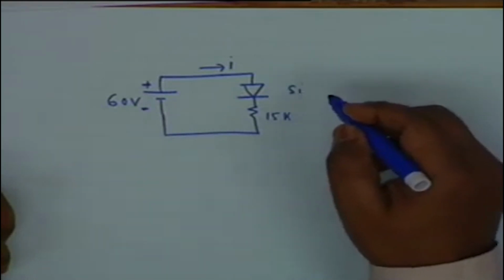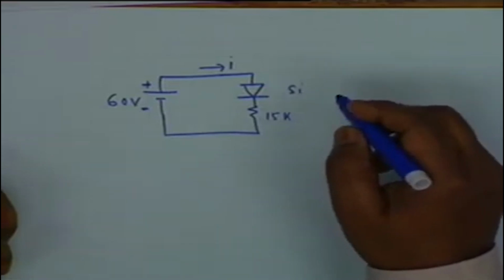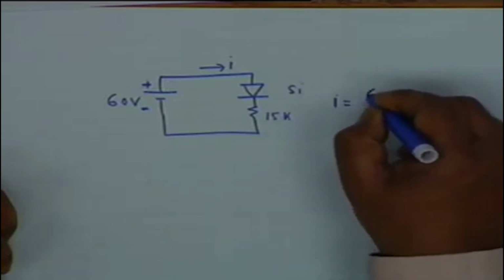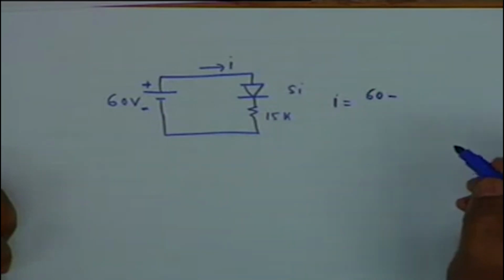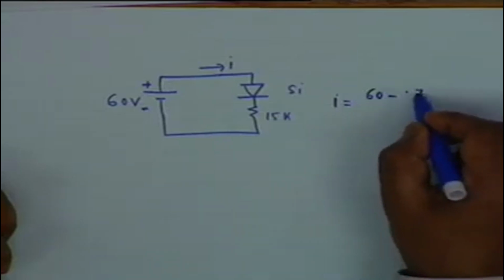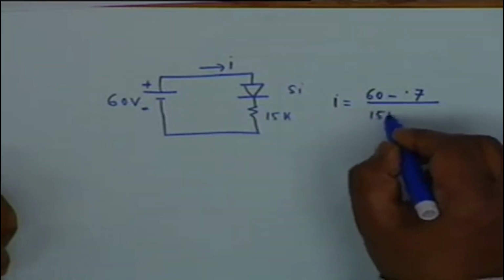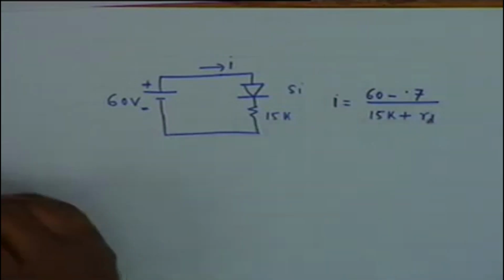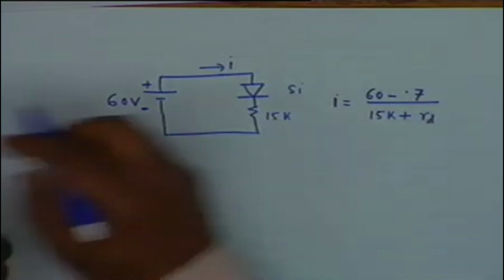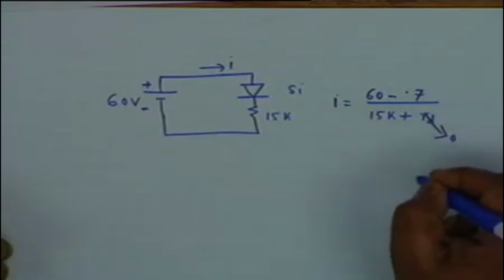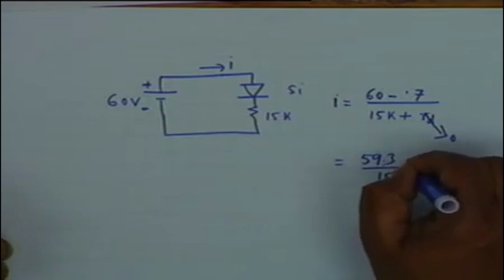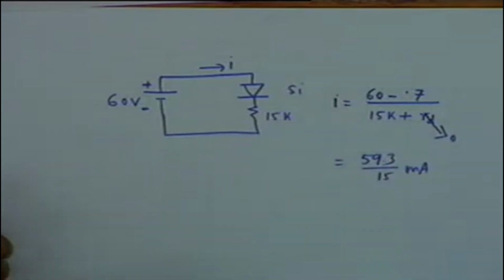If you also ignore RD, the dynamic resistance of the diode, well, if you want you can include it. Obviously the current in this circuit shall be 60 minus V threshold, that is 0.7, divided by 15K plus RD. Usually RD is of the order of a few tenths of ohms, and therefore this can be ignored, and the current becomes 59.3 divided by 15 milliampere.